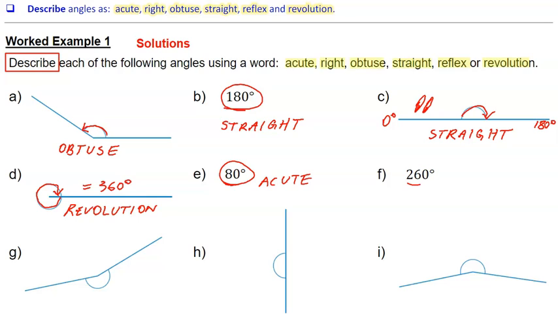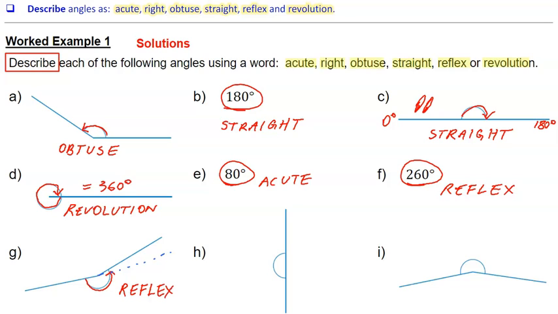In part F, this angle is less than a full revolution, but more than 180 degrees. Therefore, the best word to describe this angle is reflex. In part G, here is the angle arc. Notice it describes an angle that is greater than 180 degrees, greater than a straight line. The best word to describe this angle is also reflex.